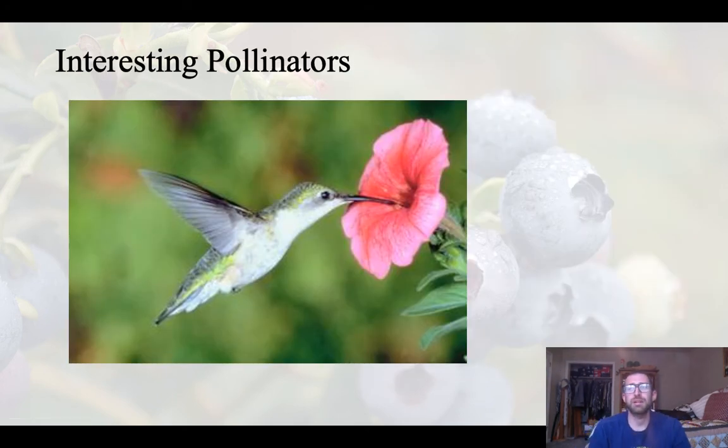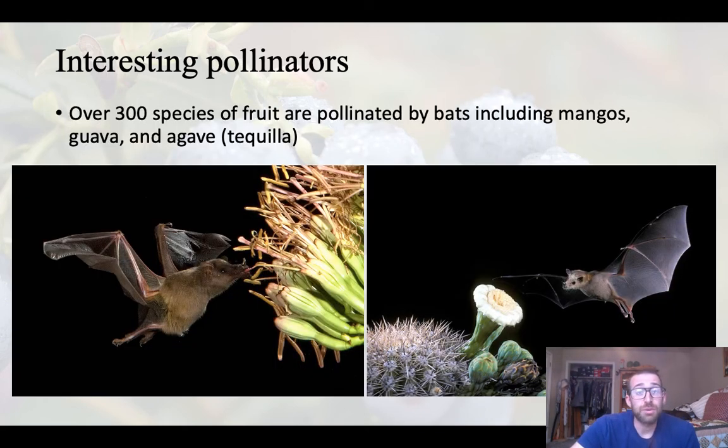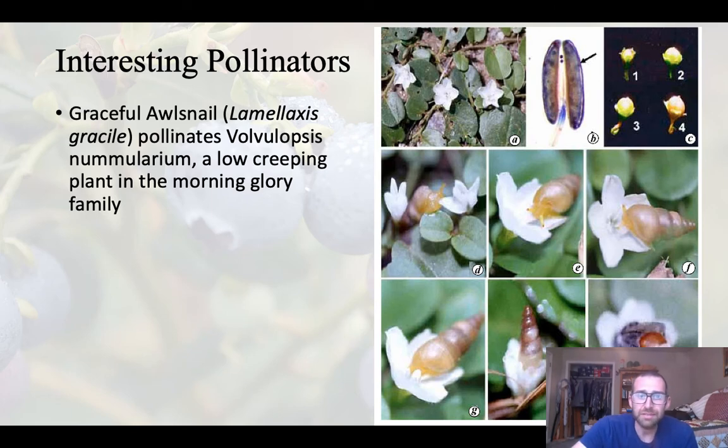So when I talk about pollinators, yes, bees are most important. Butterflies are very important as well, but then we also sometimes have some interesting ones. So hummingbirds act as pollinators. Bats are really important. Bats pollinate over 300 species of fruit, including mangoes, guava, and agave, which is important for tequila. Even snails get in on the action here. So this is the graceful awl snail, and that is a pollinator of a type of low creeping plant in the morning glory family. So it's kind of an interesting one.